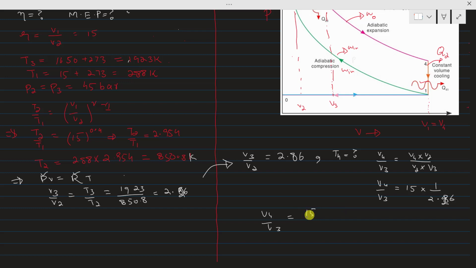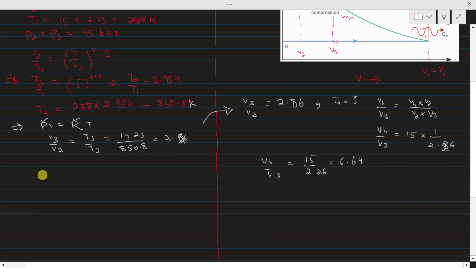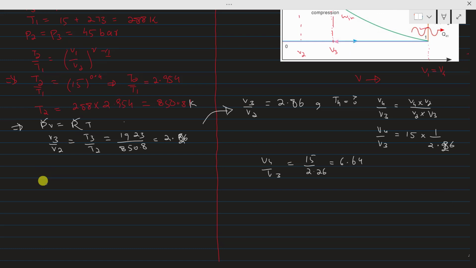So 15 divided by 2.26, you will get 6.64. So the V4 by V3 volume ratio is 6.64. So from process 3 to 4 is again an isentropic process. Now apply the isentropic formula of the temperatures and volumes.